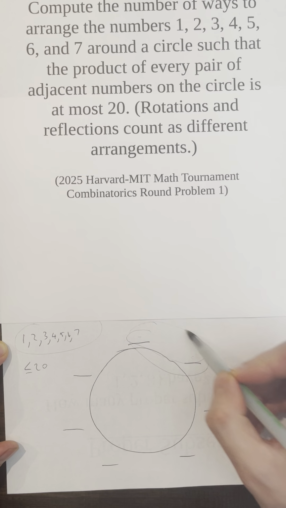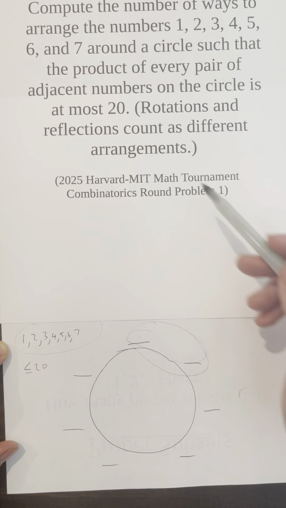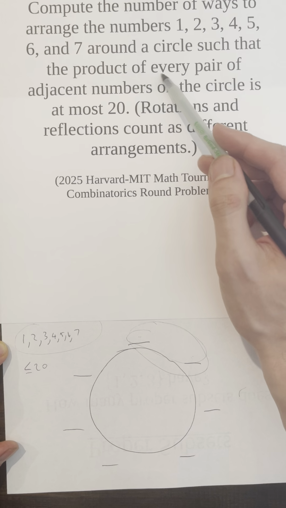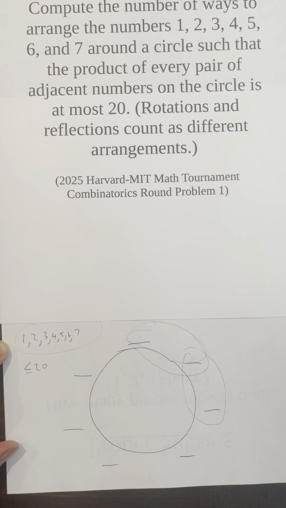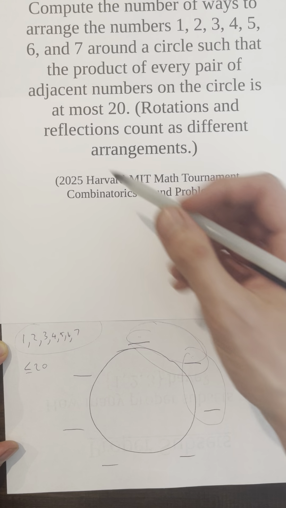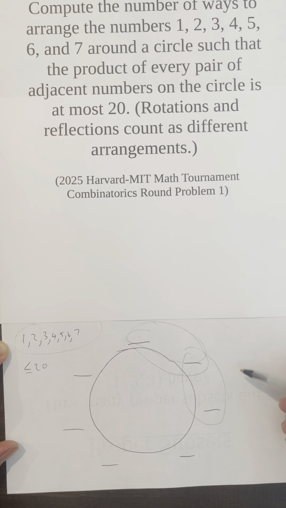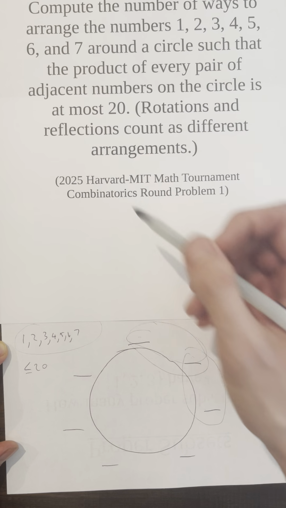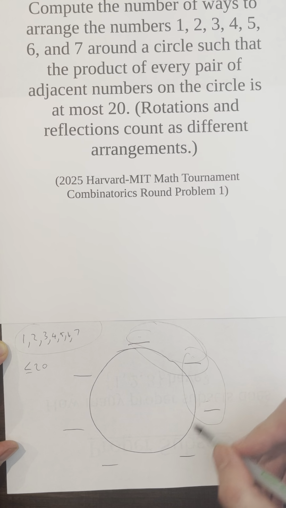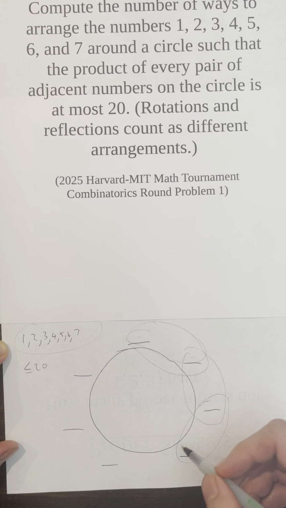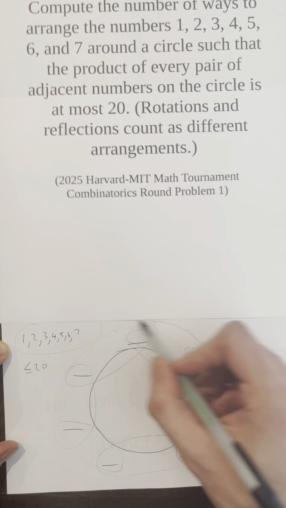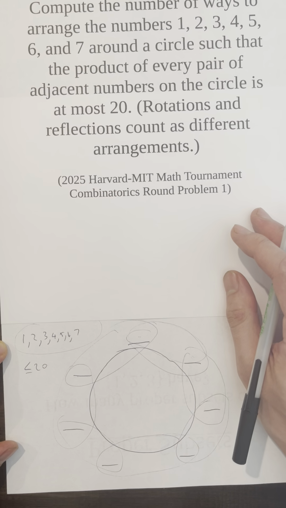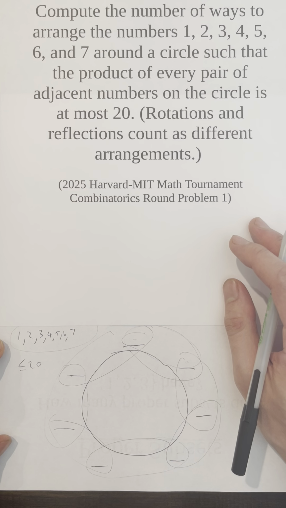So this is one pair of adjacent numbers, but it says the product of every pair. So here's another pair of numbers that are next to each other, adjacent to each other. This times this also needs to be less than or equal to 20. This times this also needs to be less than or equal to 20. And we can keep going. This times this also needs to be less than or equal to 20.